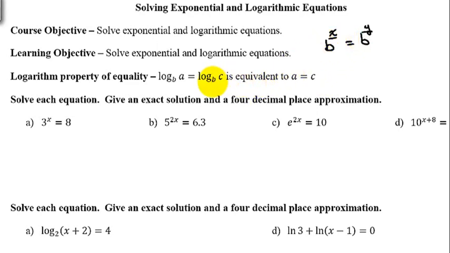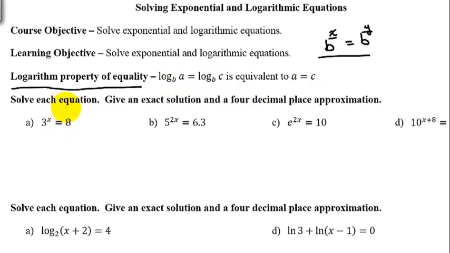And there's a logarithmic property of equality. It's very similar to this exponential property here. If you're taking the log base b of a and it's equal to the log base b of c, so notice these logs have the same base, then a has to be equal to c.